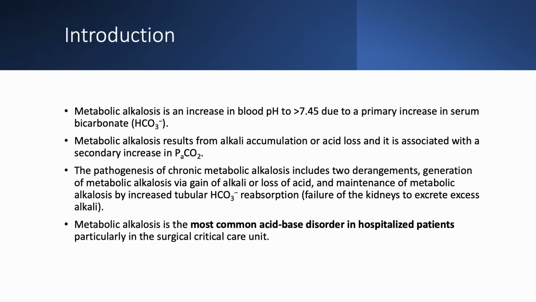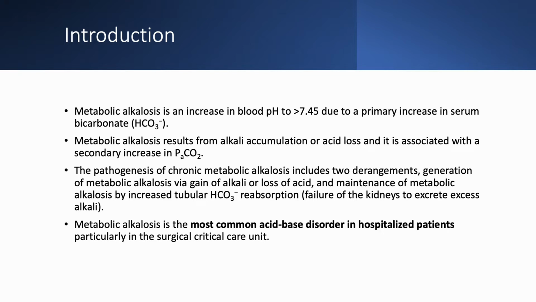We said alkali accumulation, or gain of alkali, is the same as acid loss. In order to have chronic metabolic alkalosis, you need two things. You need a mechanism, something to generate it via loss of acid or gain of alkali, and then you need another mechanism to maintain it. For example, vomiting would lead to metabolic alkalosis if you cannot get rid of the alkali.